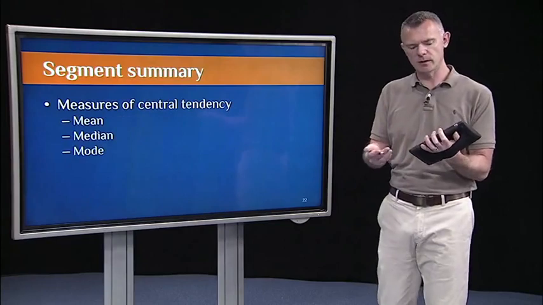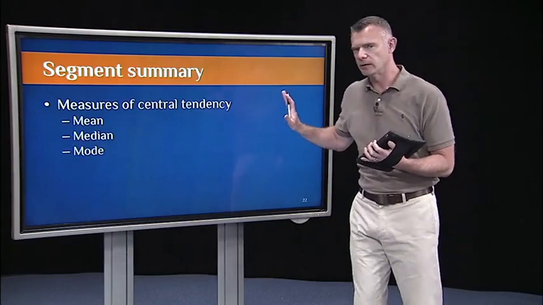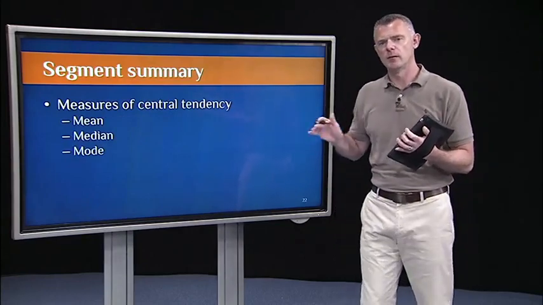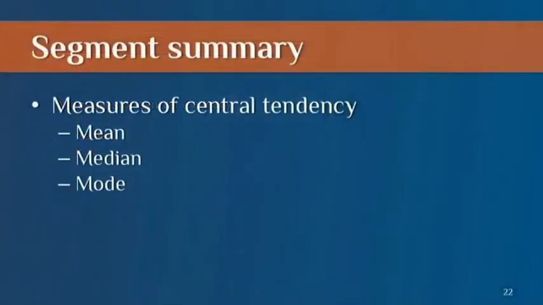So to sum up this segment, we're talking about summary statistics. Some of the most common summary statistics are measures of central tendency. By far the most common is the mean or average, but we might want to use the median, particularly in cases where we have skewed distributions with really extreme outliers. In some cases, we might want to just look at the mode, which is the score that occurs most often.